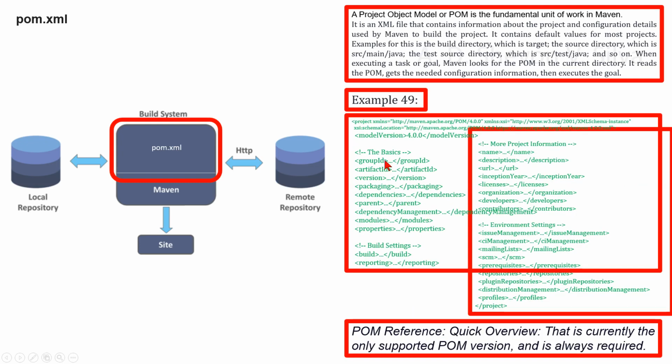Here you can see a quick overview in the POM reference. This is a listing of the elements directly under the POM's project element. Notice that modelVersion contains 4.0.0. That is the currently only supported POM version and is always required.